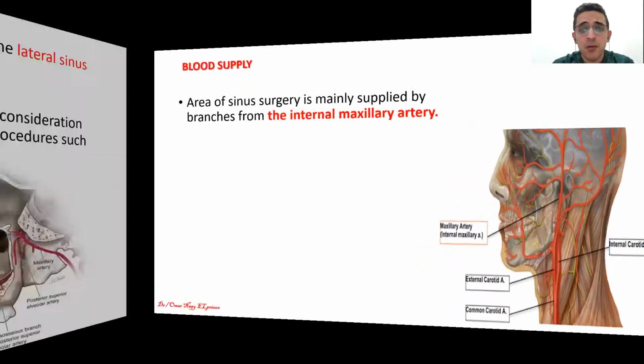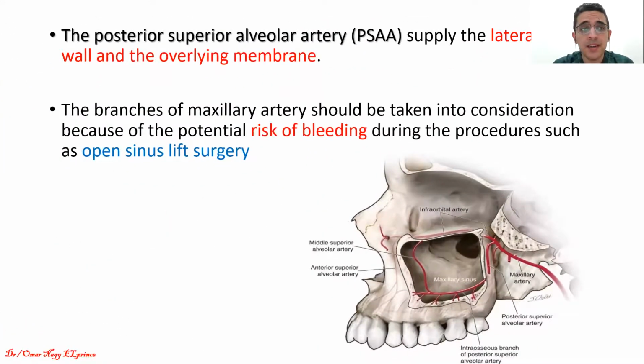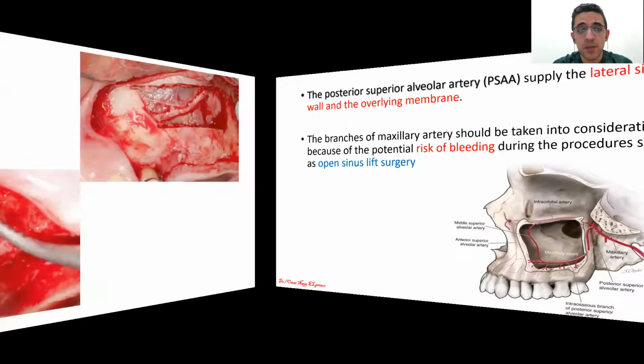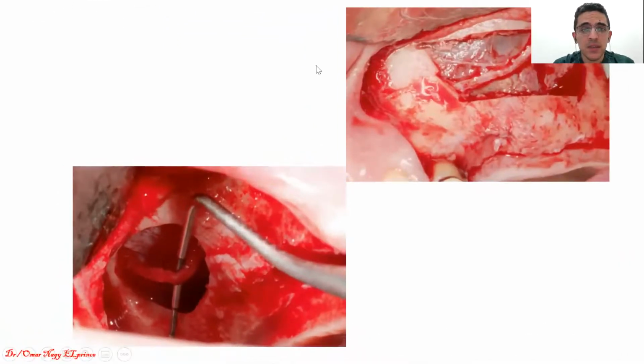البلاد سبلاي. والماكسيلاري ساينس بيبقى اكتر حاجه بتنكاونتر during السيرجريز بتكون هي البوستيريور سوبيريور الفيلار ارتري. البوستيريور سوبيريور الفيلار ارتري ده بيسبلاي الماكسيلاري ساينس، وبيكون في ساعات كتير جدا موجود في الشنايديريان ممبرين. يعني يمكن دي this is a photo you can see here.